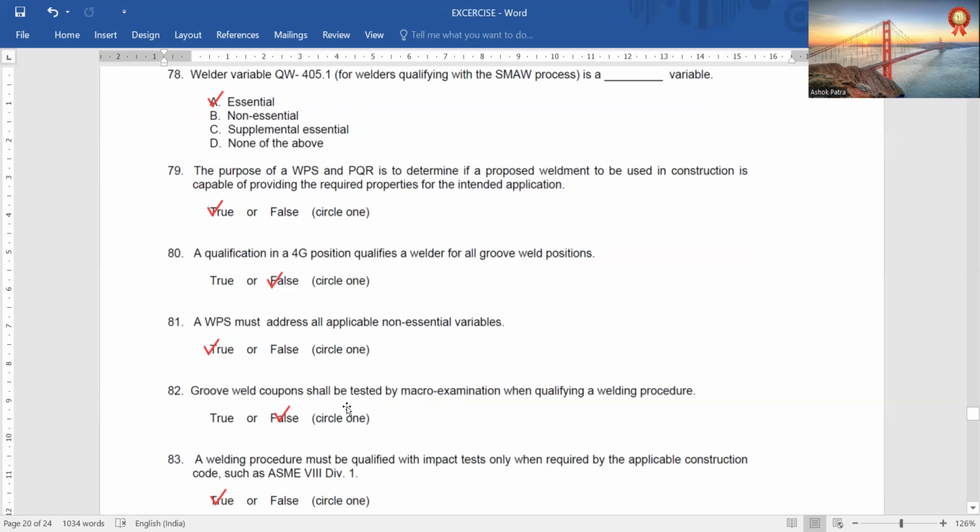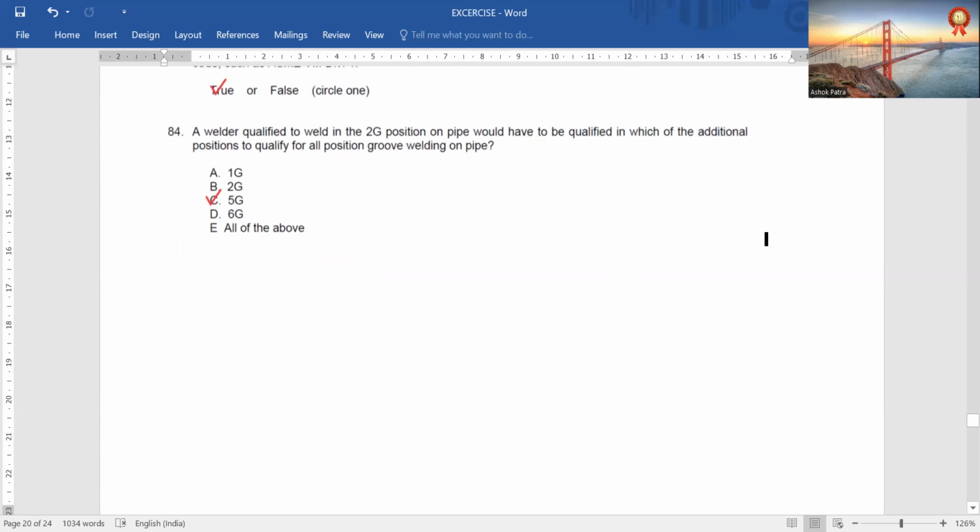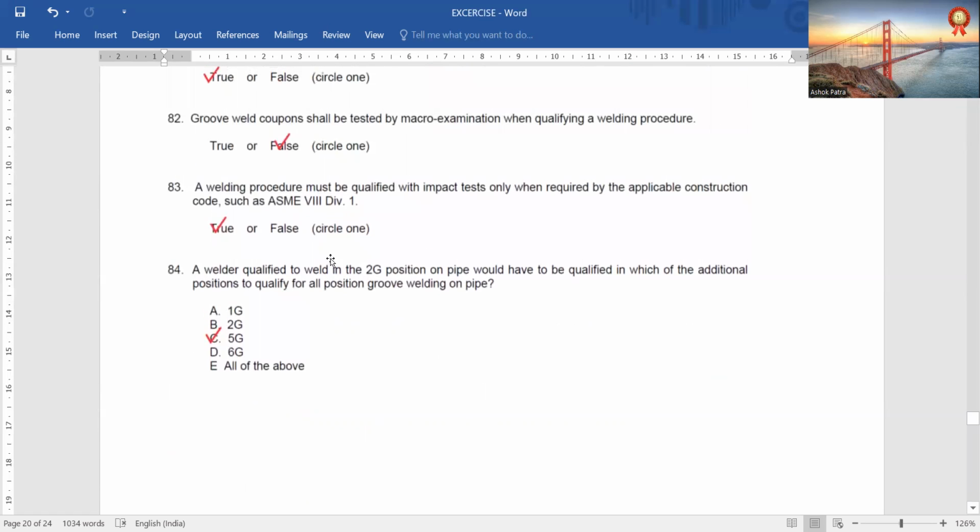A groove weld coupon shall be tested by macro examination when qualifying a welding procedure. False. A welding procedure must be qualified with an impact test only when required by the applicable construction code, such as ASME Section 8 Division 1. True.